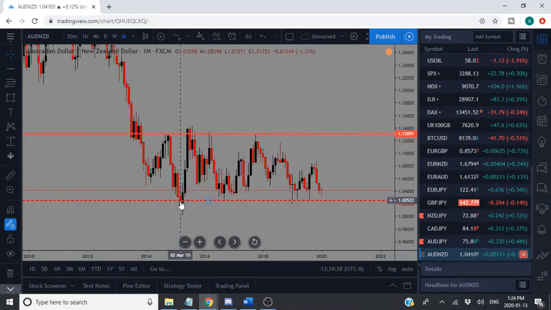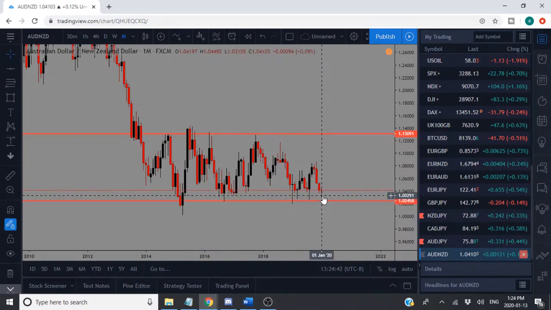The more times a support or resistance line is tested and respected, the stronger it is. That's in their head, in their methodology, in their theory. The more times a zone is tested, the stronger it gets respected, and the higher probability it is.